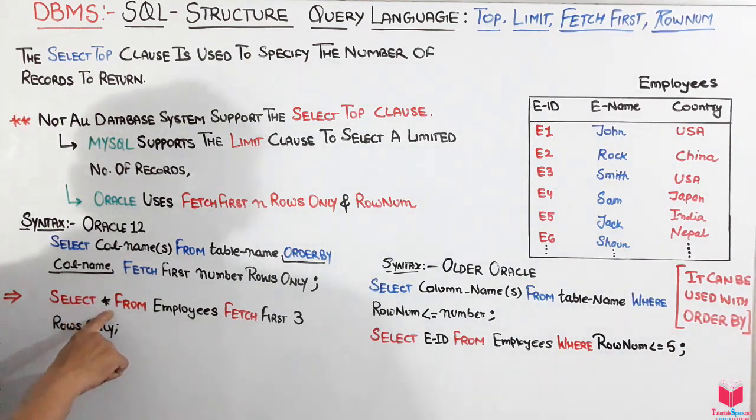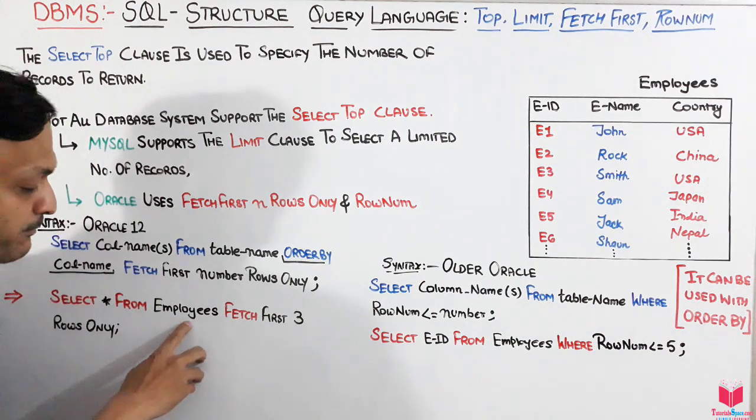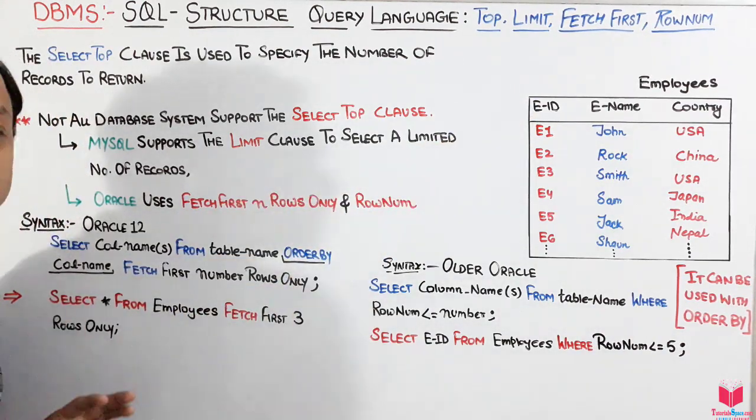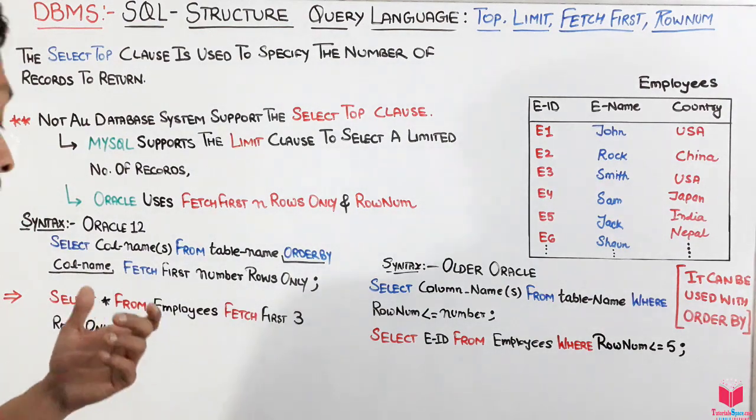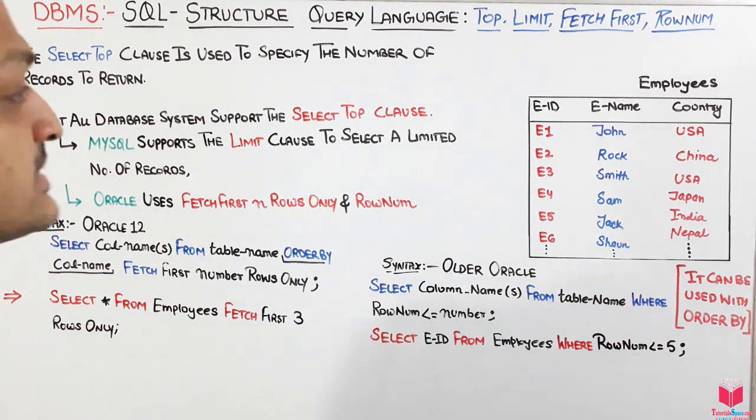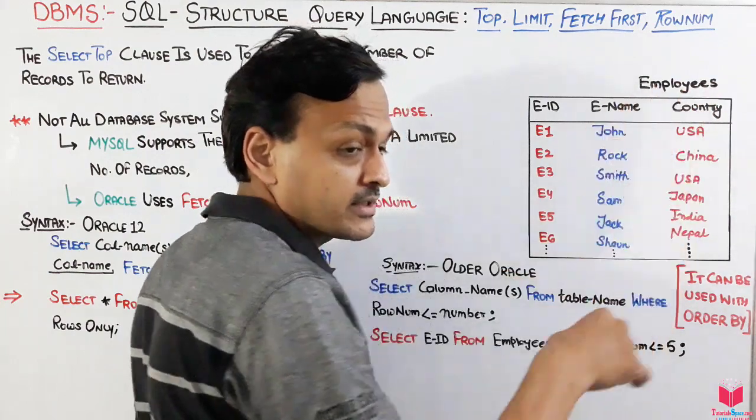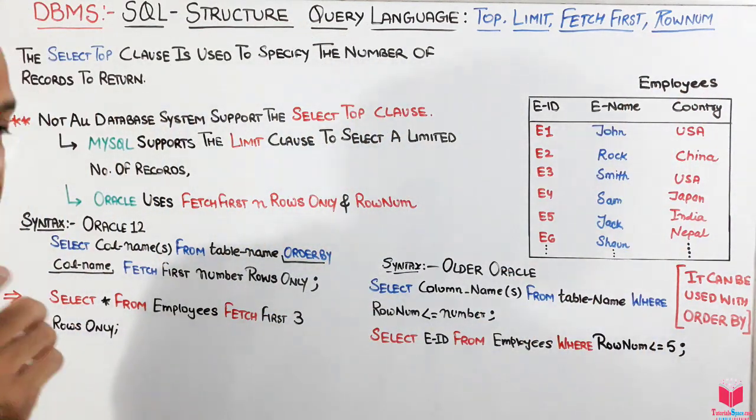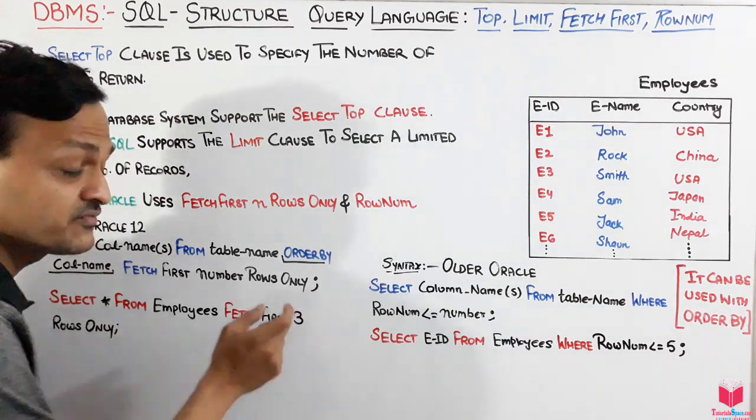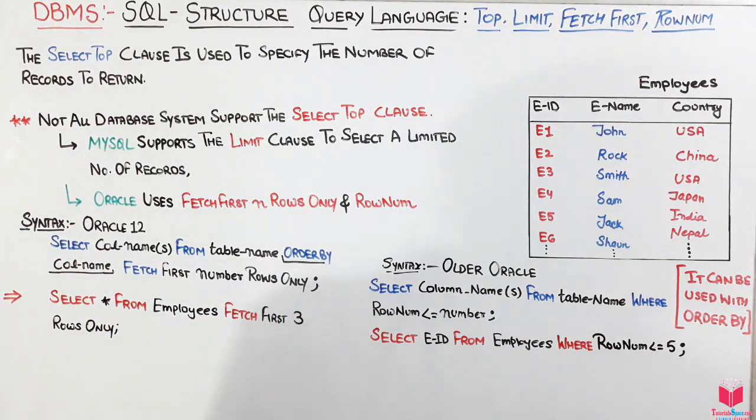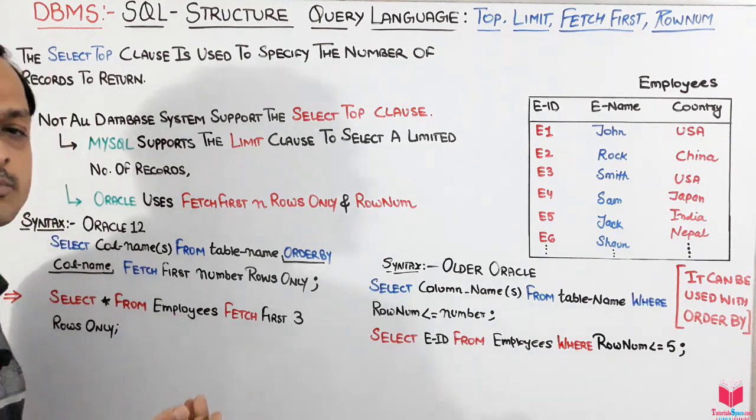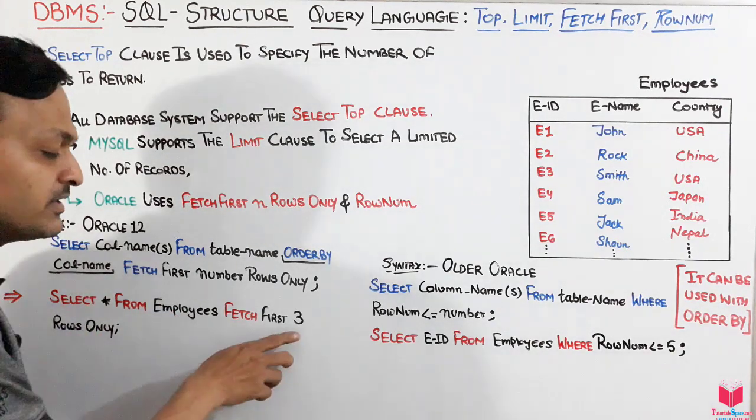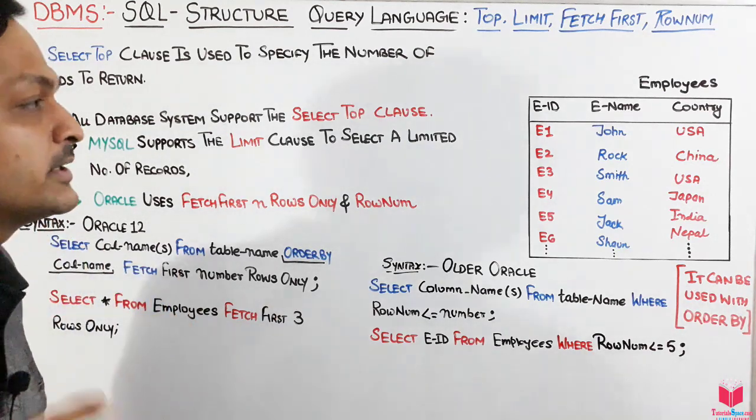See, SELECT * FROM employees, that is the employees table, FETCH FIRST 3 ROWS ONLY. This query will first select all the columns. After that, whatever the condition, it will show you only the top 3 rows, the first 3 rows only. Whether you mention a condition or not doesn't matter, but it will show you the top 3 rows only.